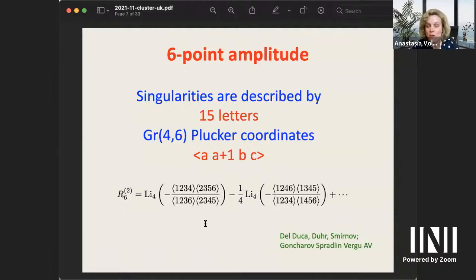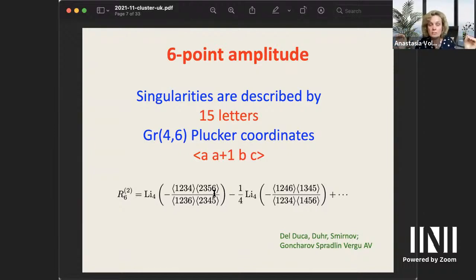So there are 15 possible brackets, and we're going to call them letters. And the brackets are like 1, 2, 3, 4, as you see here, 2, 3, 5, 6, etc. And when you see this, of course, this is nothing but the Plücker coordinates of GR46, of the form A plus 1, B, C.